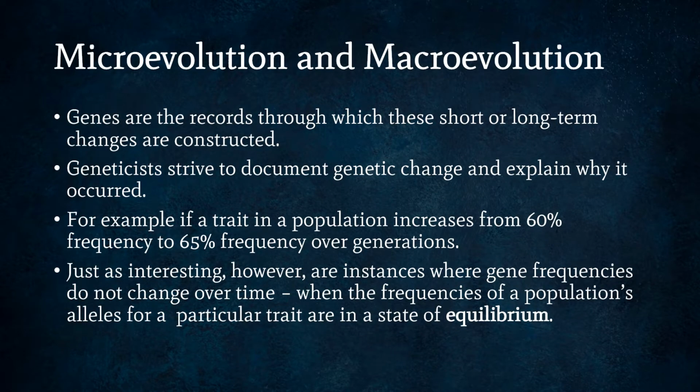So again, with microevolution and macroevolution, genes are the records through which these short or long-term changes are constructed. Geneticists strive to document genetic change and explain why it occurs. For example, if a trait in a population increases from 60% frequency to 65% frequency over generations, geneticists can look into why. There are just as interesting instances where gene frequencies do not change over time, when the frequencies of a population's alleles for a particular trait are in a state of equilibrium.